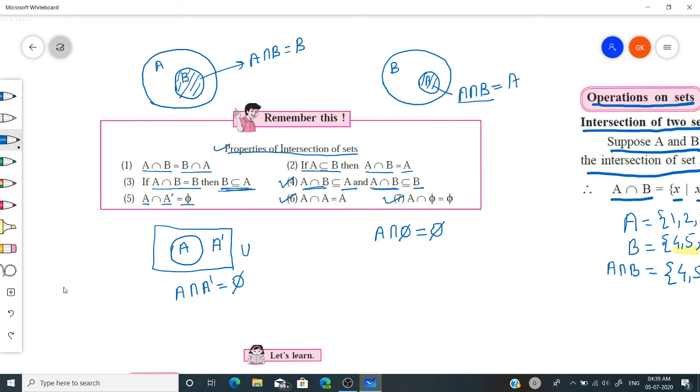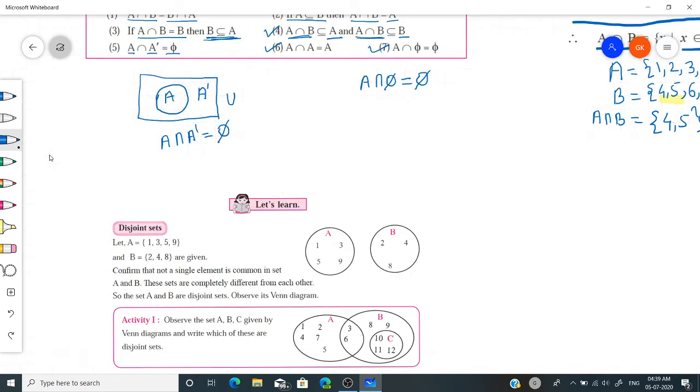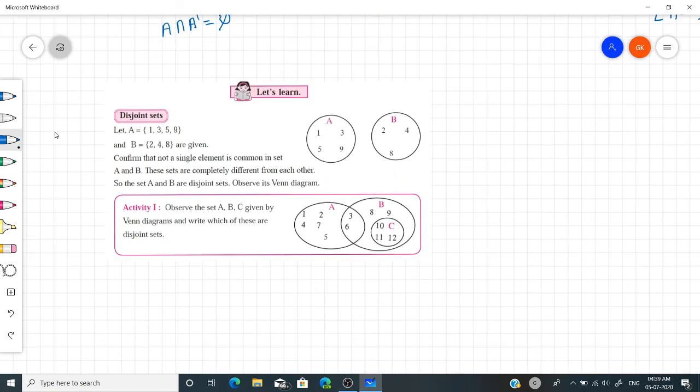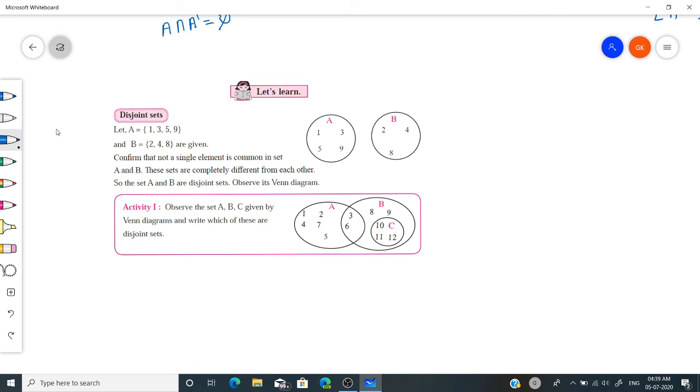Then we are going to study the next part of our syllabus, that is the disjoint set. Here is the disjoint set.